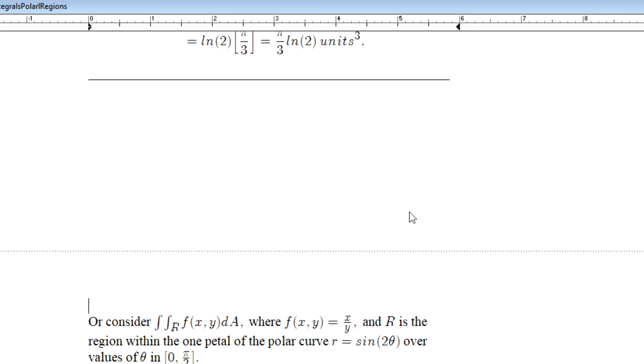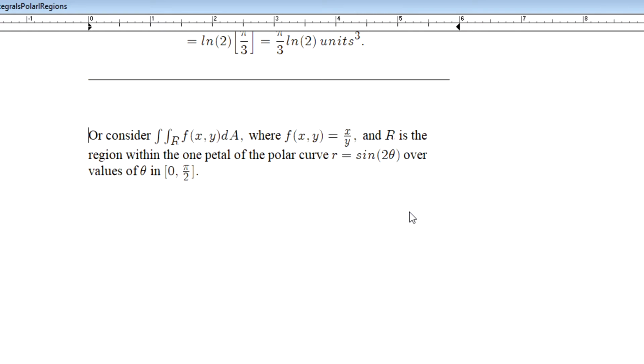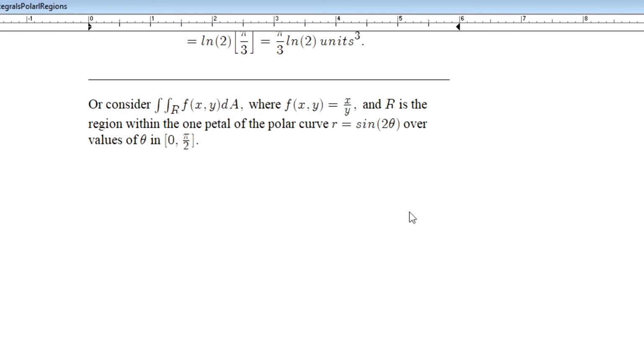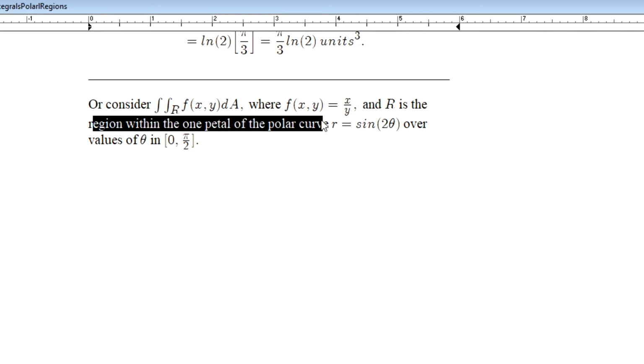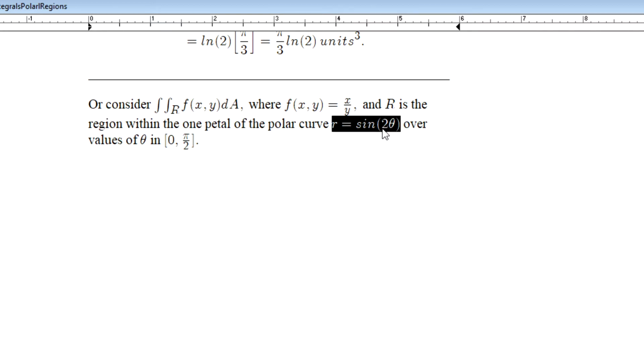Let me bring this example into view. Consider another double integral calculation here, where we want to find the double integral over region R of function f with respect to the area A, where function f is described by the multivariable function x divided by y. And R is the region within one petal of the polar curve r equals sine 2 theta.